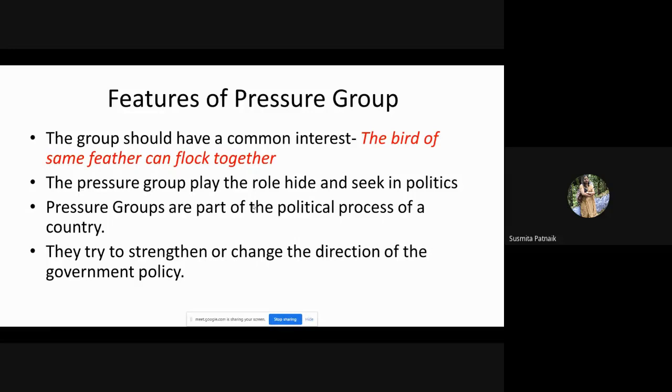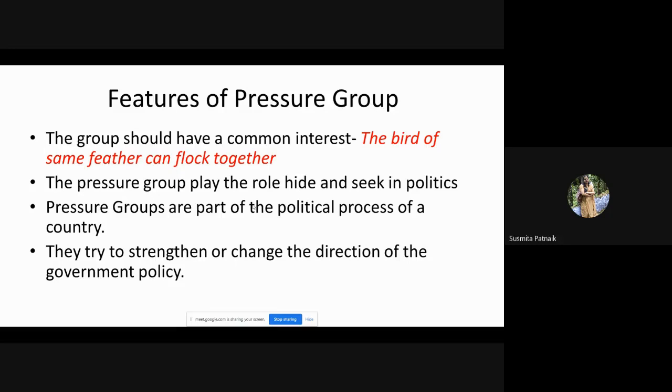You see the migration of birds. They have one common interest, that they have to go from here to there. So birds of the same feather flock together. Here, the basic thing in pressure groups is that the members have one common interest. What is my interest, the same interest will be yours. The other members of the group have the same interest.